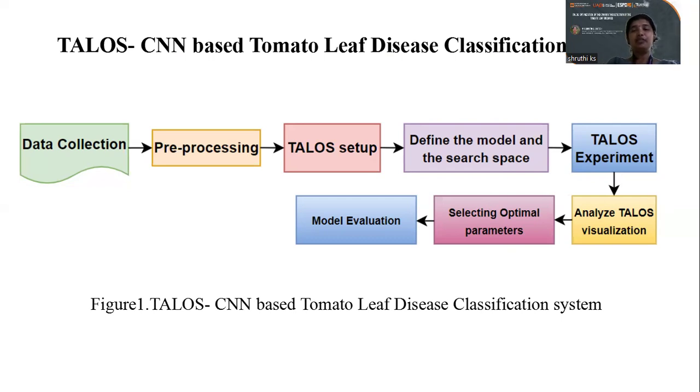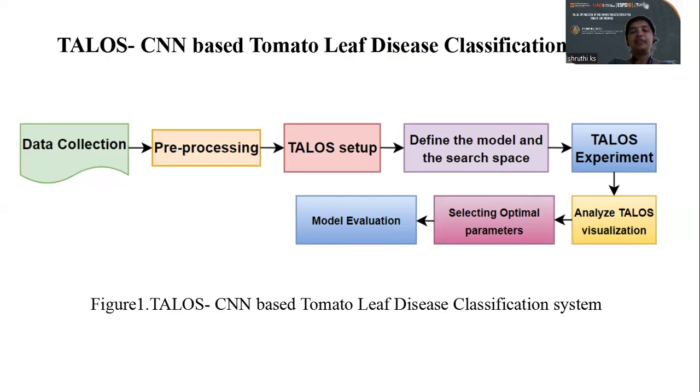This is the crucial and important part. We need to mention the hyperparameters and the related search space for those hyperparameters. In this proposed method, we consider 5 hyperparameters and 2 search space values for each hyperparameter.